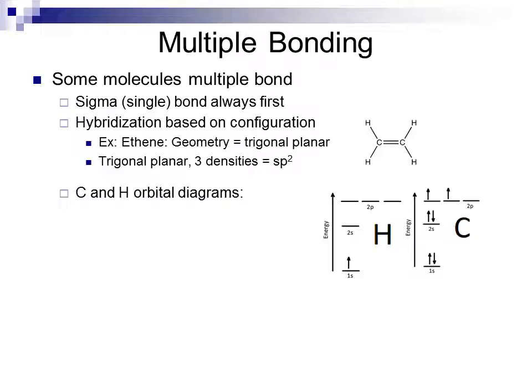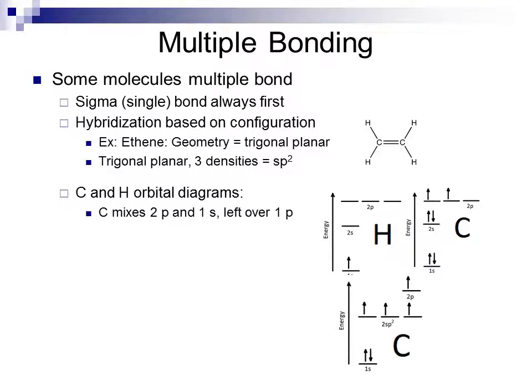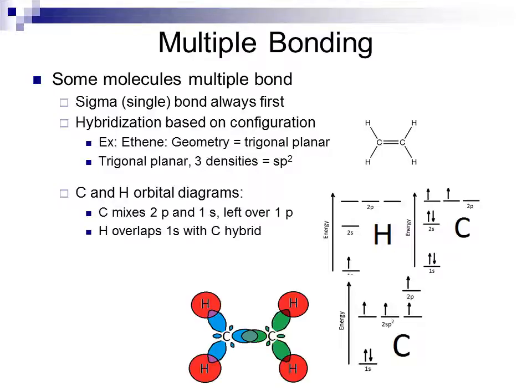In the carbon and hydrogen orbital diagrams, we see hydrogen has a single electron in the 1s orbital, carbon has 2 electrons in the 1s, 2 in the 2s, and 1 each in 2 of the 2p's. If I'm going to mix 2 of the p's and 1 of the s's, I have 1 leftover p, which contains 1 electron. So there are 3 2sp2 orbitals that are available for bonding, and 1 of those bonds to the other carbon, making a single bond, 1 of those bonds to a hydrogen, and the last bonds to the other hydrogen. That leftover p still has to make some sort of bond.